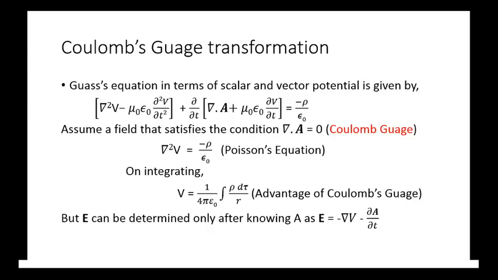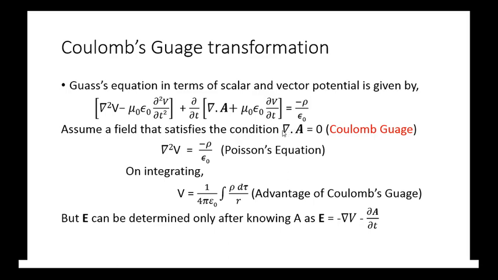Now we can move on to Coulomb gauge transformation. We had already derived the Gauss equation in terms of scalar and vector potential, isn't it? So that is the equation del square V minus mu 0 epsilon 0 dou square V by dou t square plus dou by dou t into del dot A plus mu 0 epsilon 0 dou V by dou t equal to minus rho by epsilon 0.